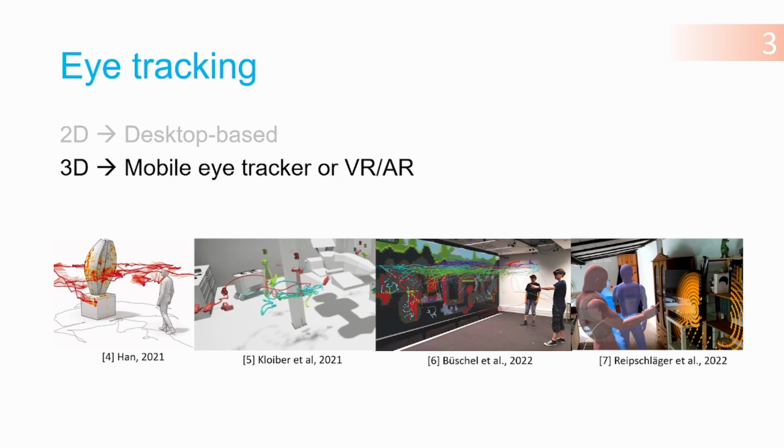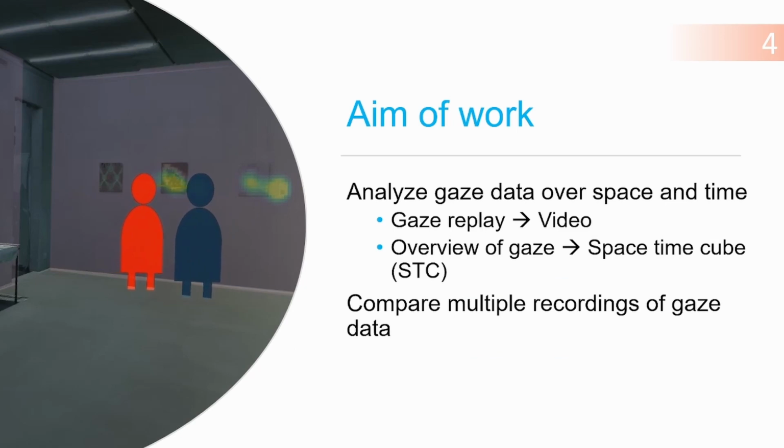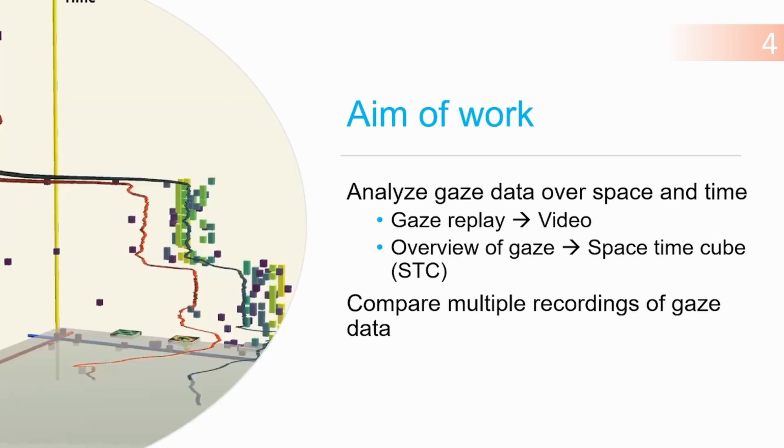Other works, like for example from Kläuber and colleagues, Becher and colleagues, and Reibschläger and colleagues, introduce visualization of movement and interaction behavior in VR as well as in AR environments. However, they neglect the visualization of gaze data. Reibschläger and colleagues do provide a visualization for the visual focus of people using the head orientation. This allows to visualize the view cone of a person, but does not replace the actual gaze data obtained through eye tracking technology.